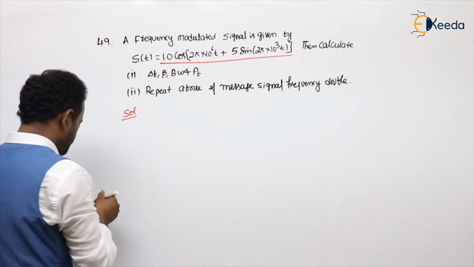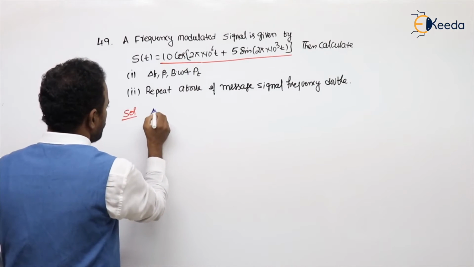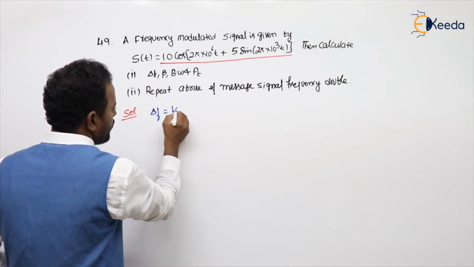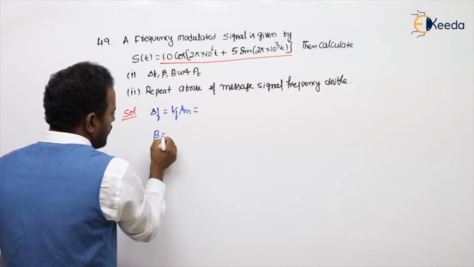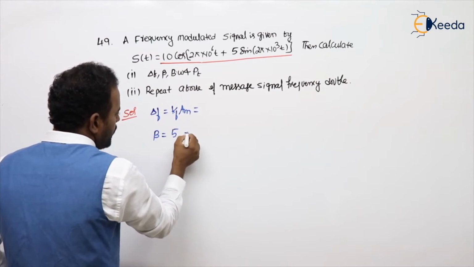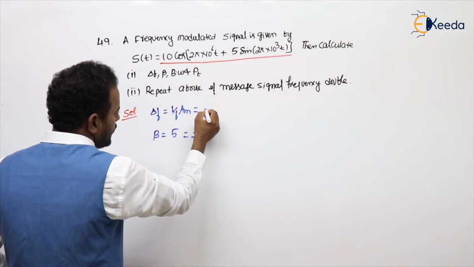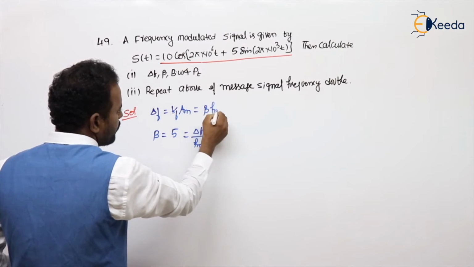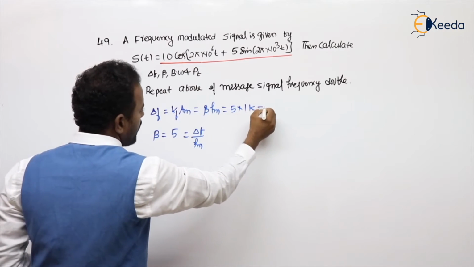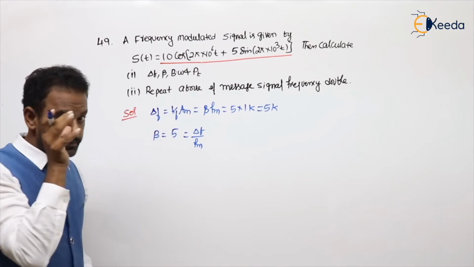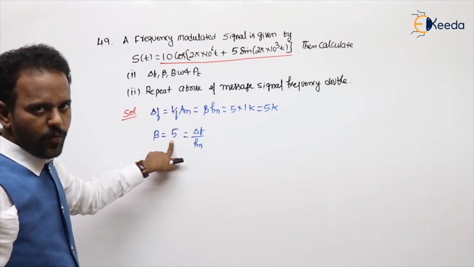Now see the solution. First, what we need to calculate? Delta F. Formula KF AM. No KF, no AM given. Another way is, you can see, beta is directly given as 5. Beta formula is delta F by FM. So delta F will be beta into FM. Beta value is 5, FM is given 1K. So it is 5 kilo. Beta value already came 5, greater than 1 means wideband FM.